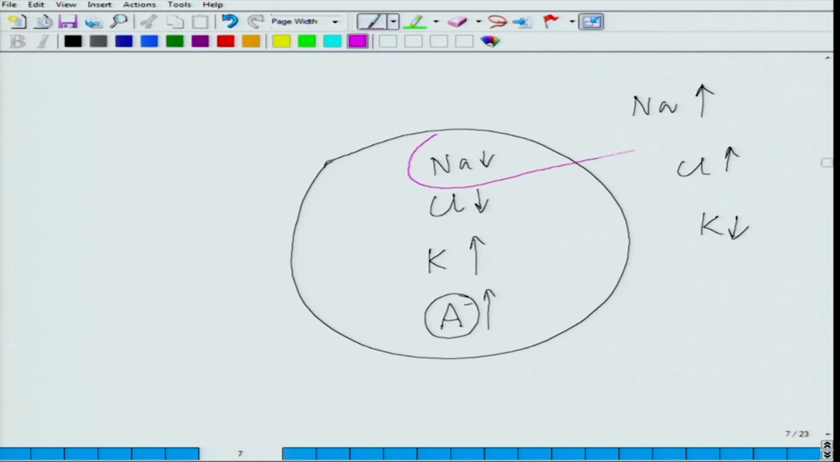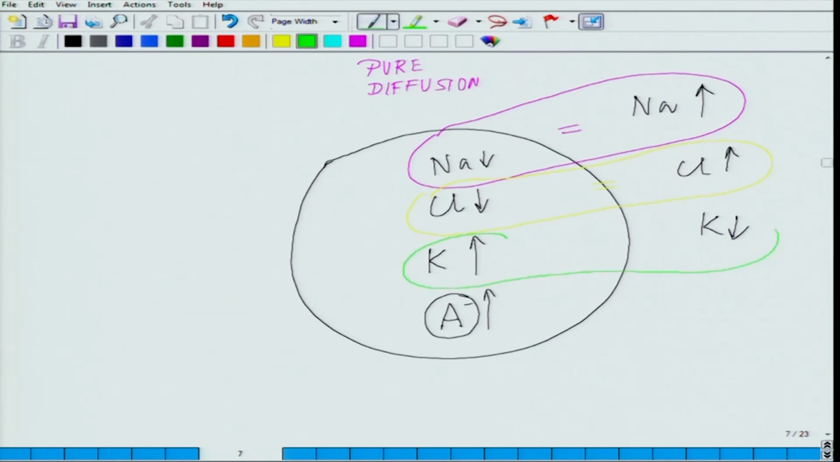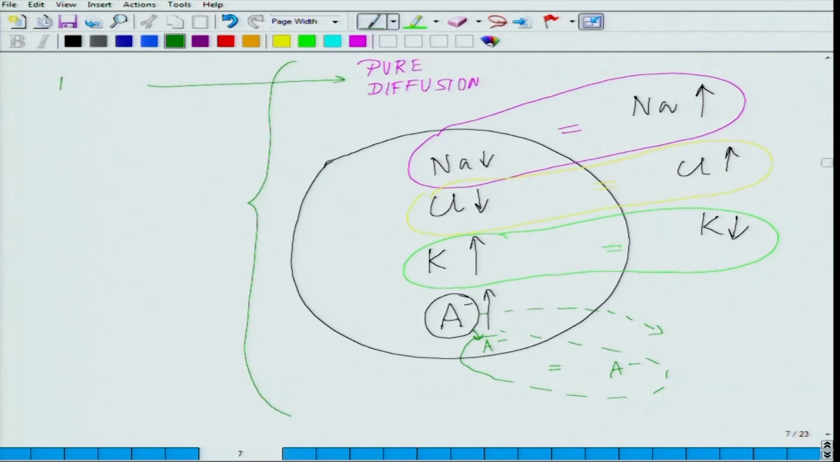If I take case by case, going by pure diffusion, the sodium inside and outside should become equal. Similarly, chloride and chloride should become equal. Similarly, potassium and potassium will become equal, and part of the protein will move out to the outside to make a new concentration of A negative equal. This is pure diffusion, basically a hypothetical situation for your understanding sake.